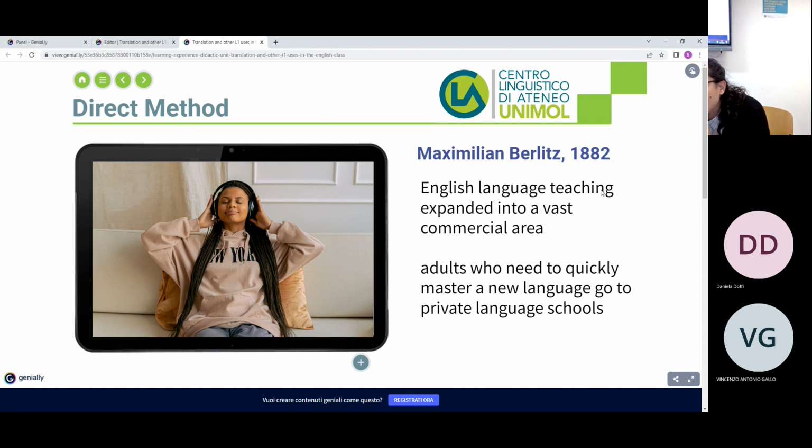Rich people. Yeah, rich people who needed to learn English for business usually. Business, yes. So they needed to quickly master the new language, and they would go to private schools for that.